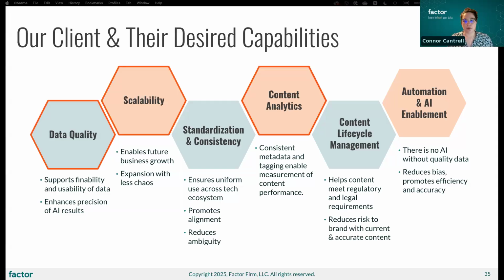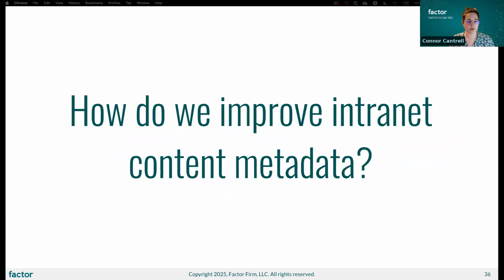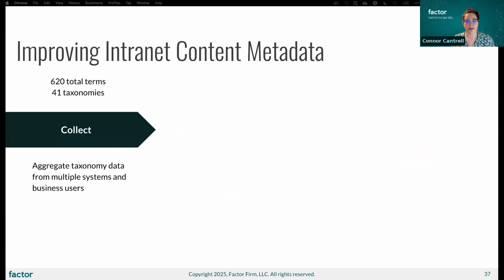So we were brought in to align the tagging metadata schema to the new and improved content. To help push them toward that established maturity level, our central question became, how do we improve intranet content metadata? And we're going to start by evaluating a previous audit we had completed of the taxonomies using that intranet system, which ended up being 620 terms across 41 total taxonomies. And that was pretty onerous for business users trying to tag internal forum posts.